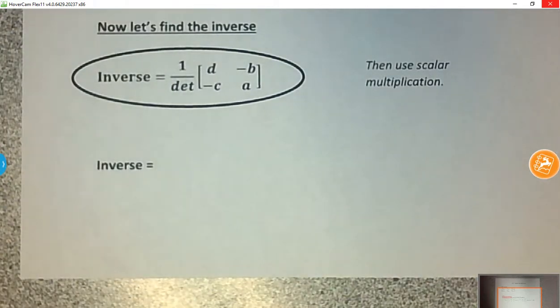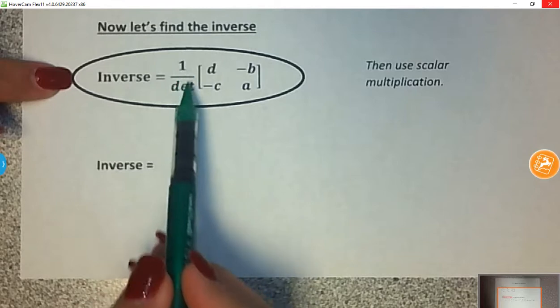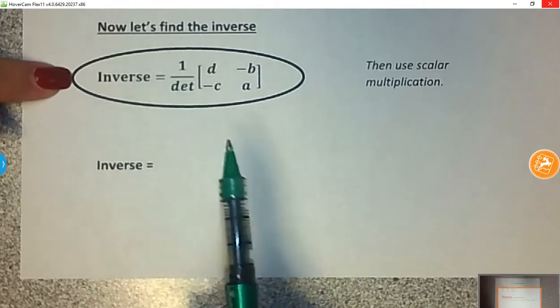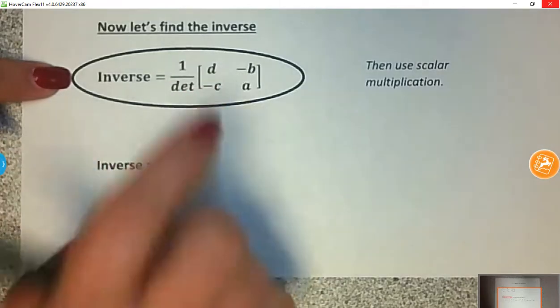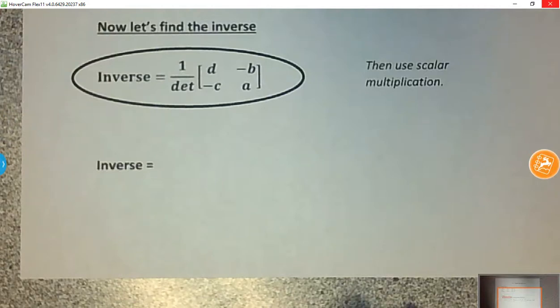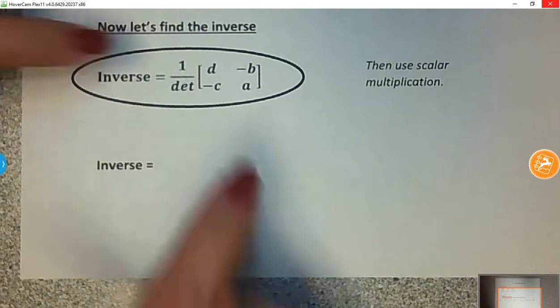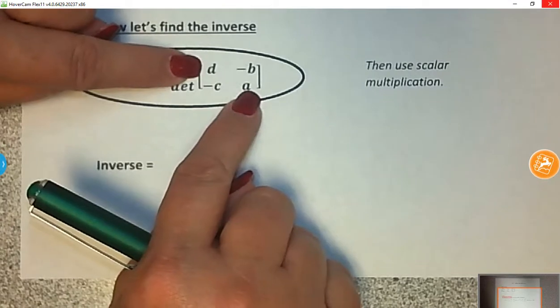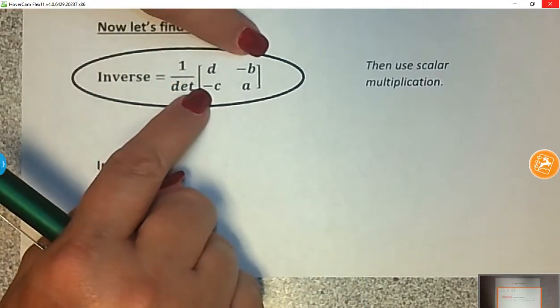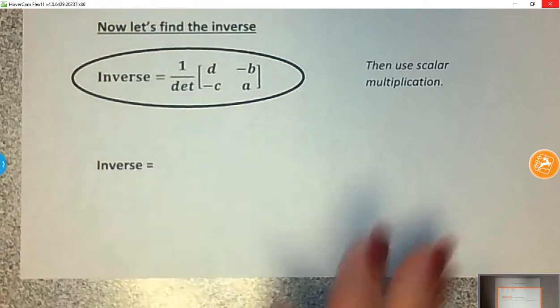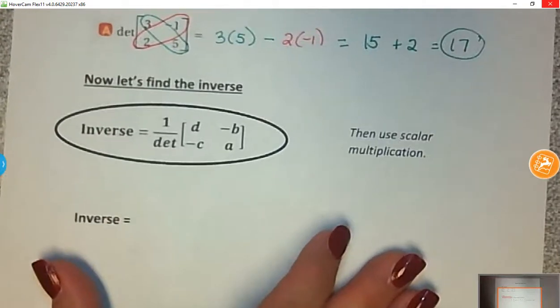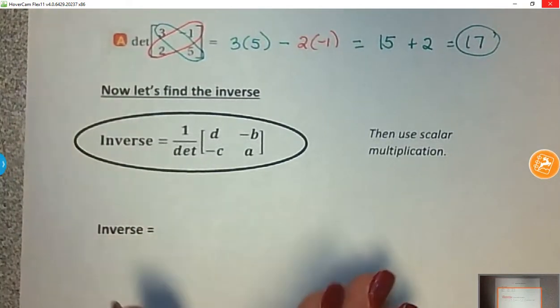So here's what I want you to see. In this bubble here, the way we find an inverse is we're going to put 1 over the determinant, and then we're going to rearrange things inside that matrix. You see the A and the D swapped places? And then the B and the C stayed where they were. We just changed the sign. We made them negative.